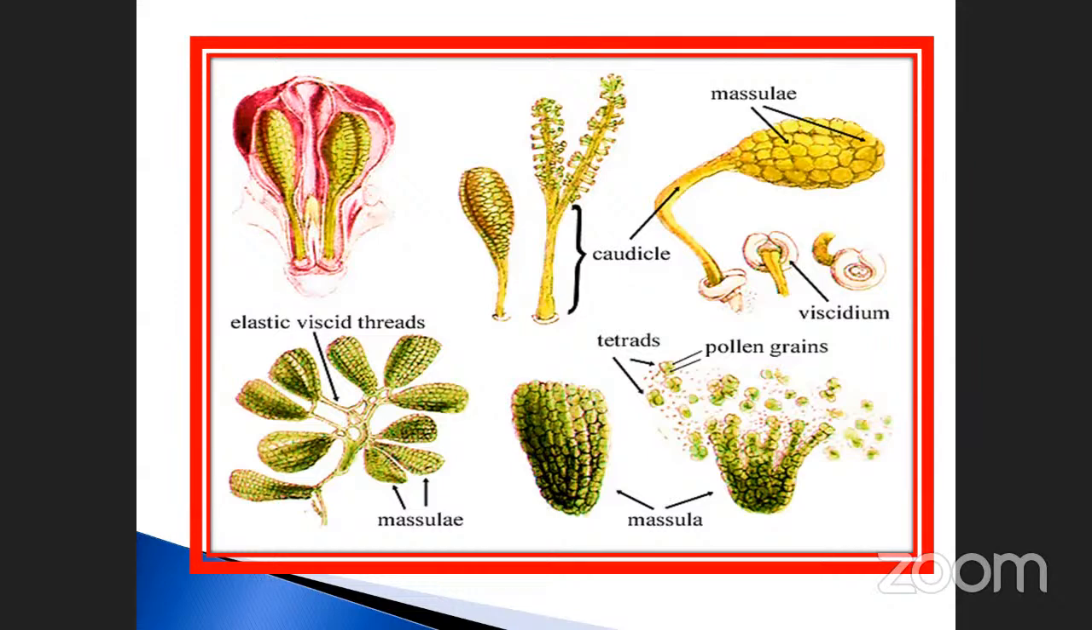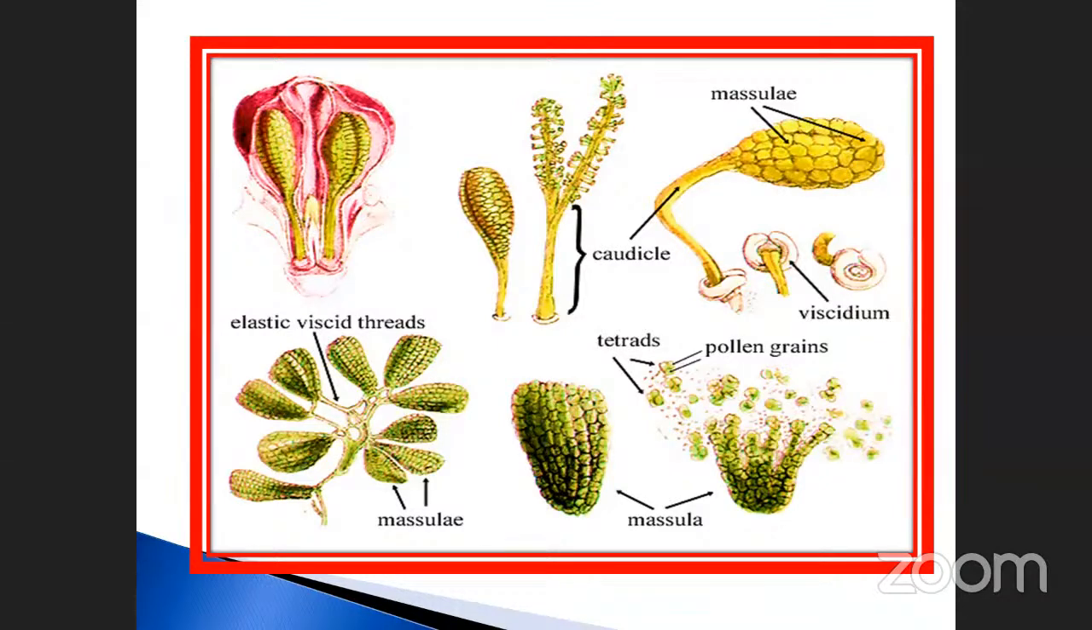Below, there is a pot, which is also mentioned here. This is called the viscidium. There are so many pots in this area. It is one apparatus, the translator apparatus. The viscidium is the basal part of the caudicle. And these are the three points, just like stigma, style, ovary.